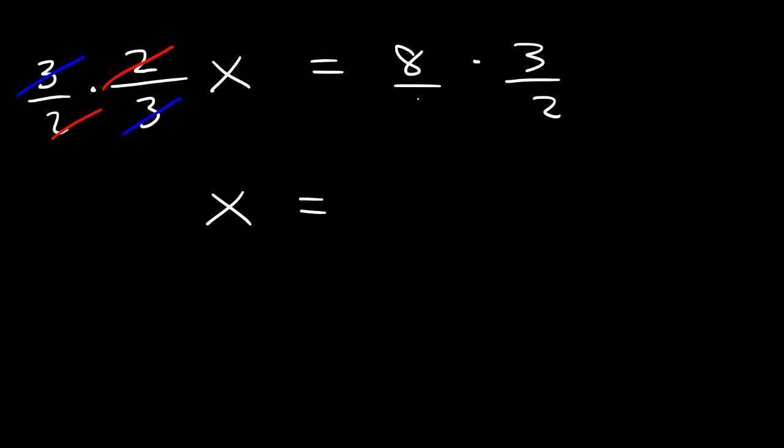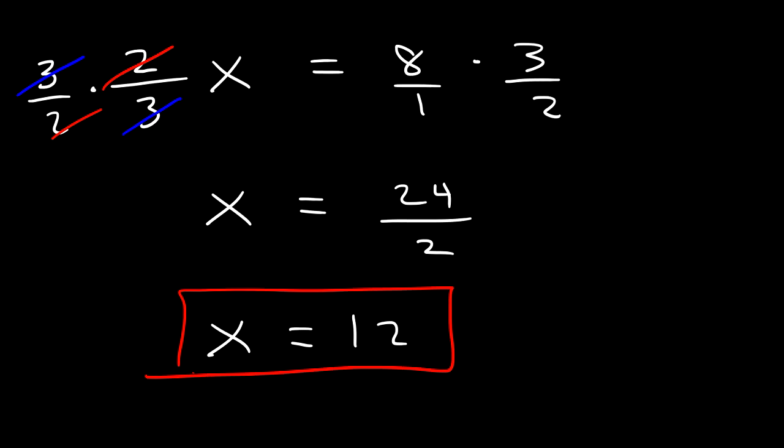8 is the same as 8 divided by 1. And you know how to multiply fractions. You've got to multiply across. So 8 times 3 is 24, and 1 times 2 is 2. And 24 divided by 2 is 12. And this is the answer.